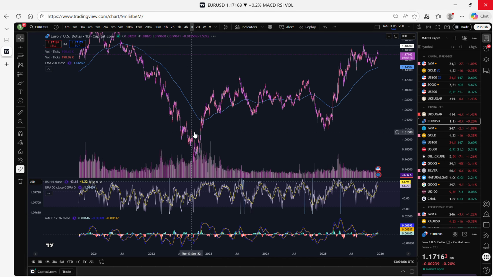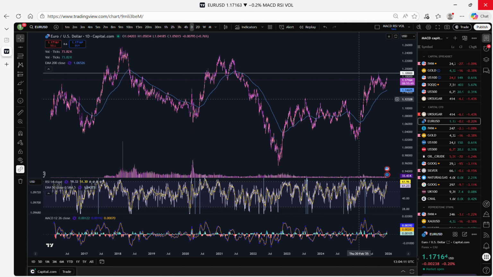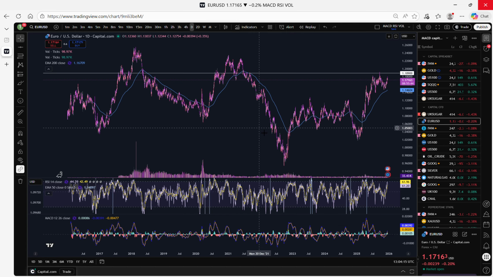If I just look at another chart, this is the Euro USD chart. Let's have a look at this one, see if I can identify any levels. If it's a bit iffy and it's not clear, don't just consider it's not a level.